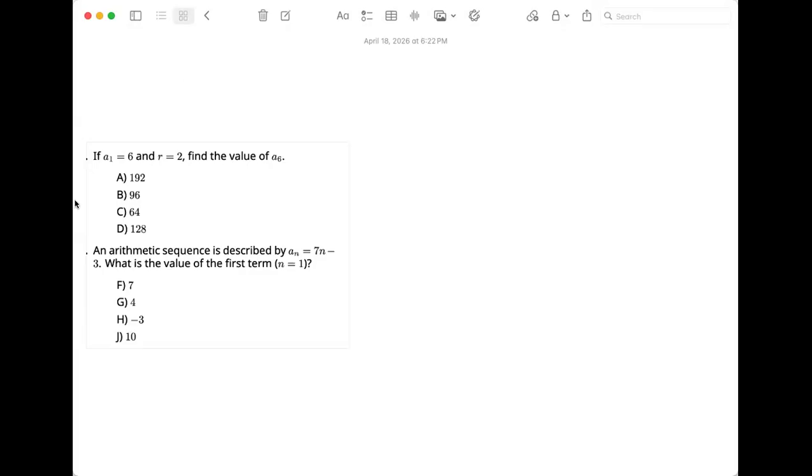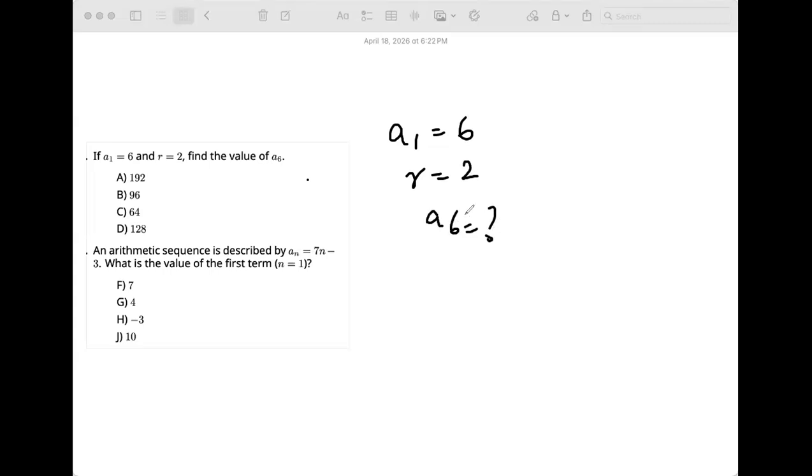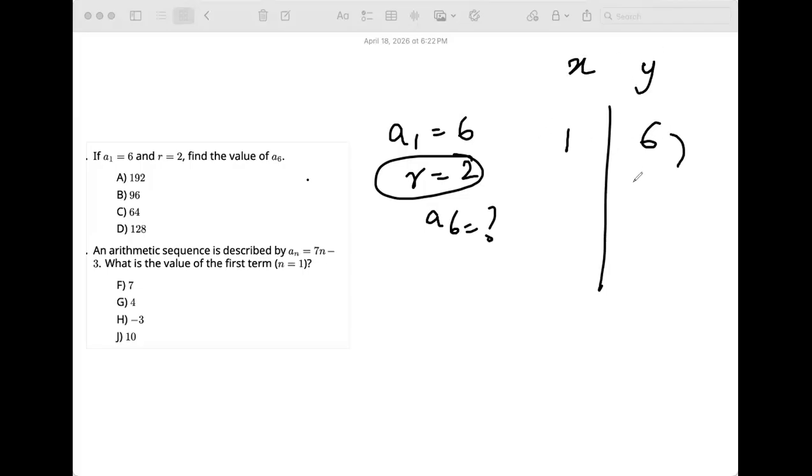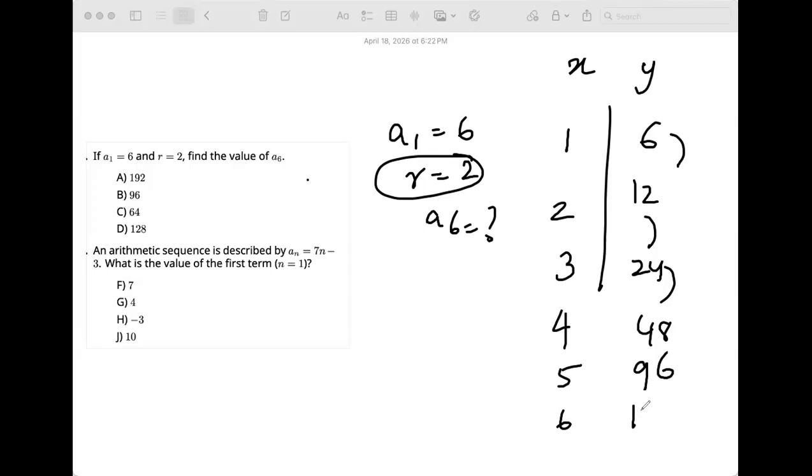Okay, let's do. See, for the first one, A1, the first term is 6. We need to find the value of A6. Okay, the common ratio is 2 means what happens? Let me write the first term, right? Ratio means 6 2s are 12, 12 2s are 24, 24 2s are 48. 2, 3, 4, 5, sixth term, right? Then again you multiply by 2, so it becomes 96, and then 192, right? This is the answer for that one.